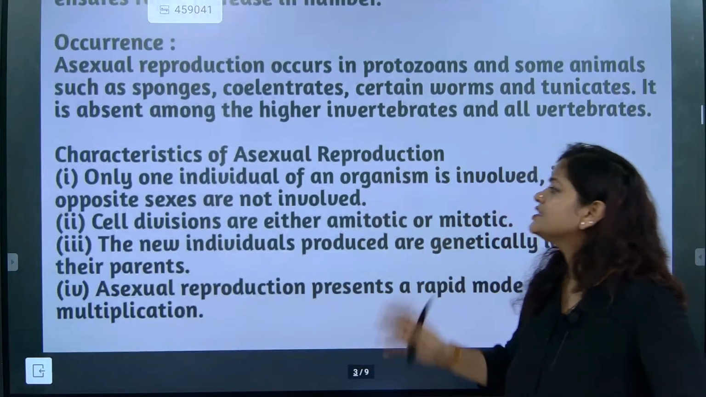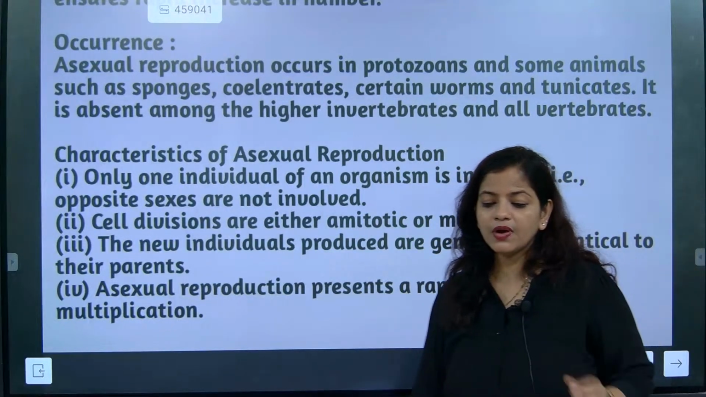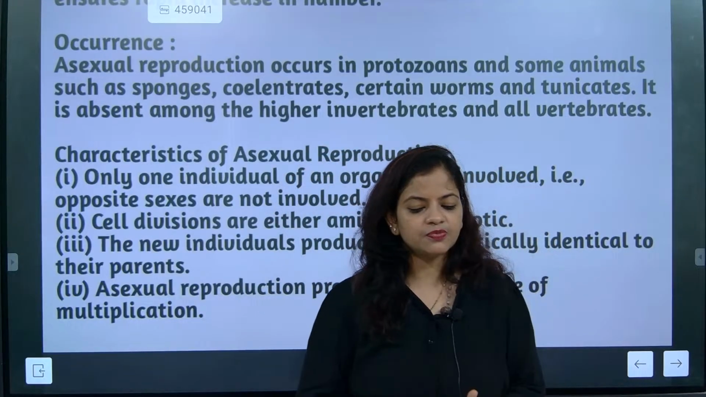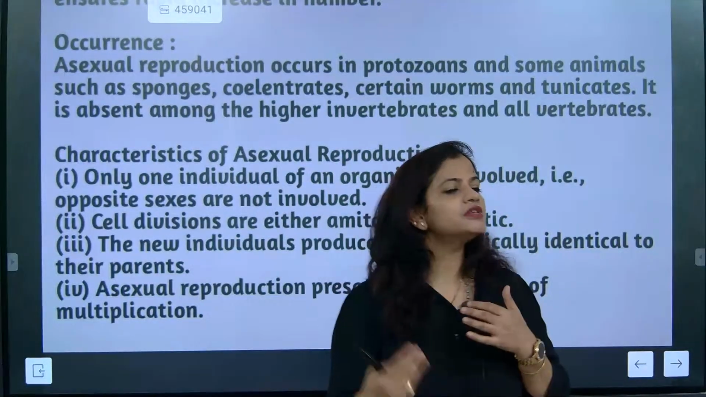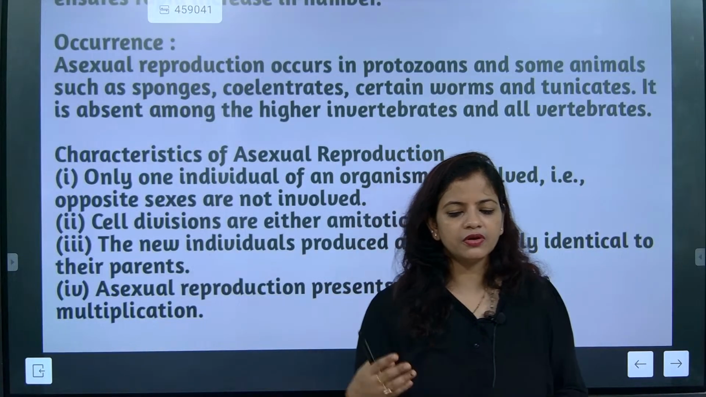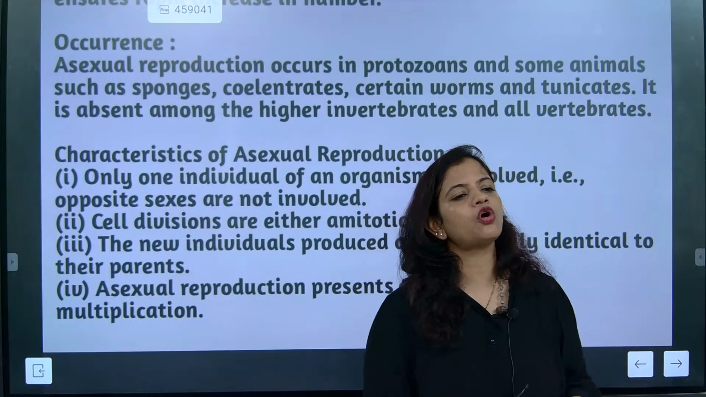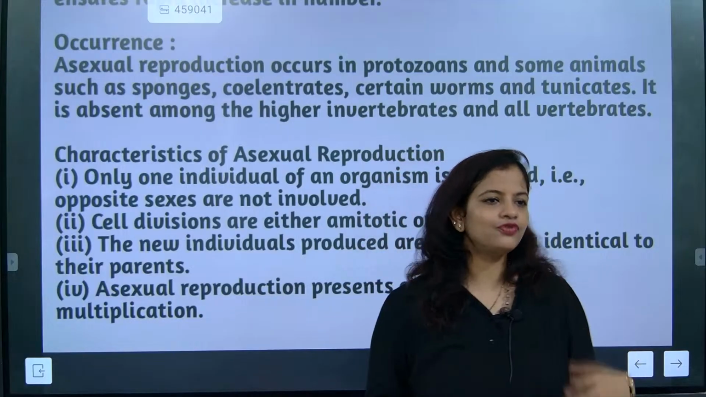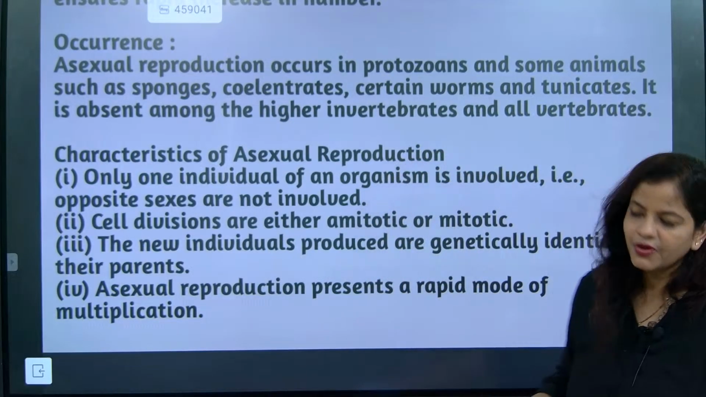Next part, beta: cell divisions are either amitotic or mitotic. In the next class, at the very beginning, I will explain what mitotic and amitotic divisions are. Understood or not? At the cellular level, mitotic and amitotic divisions are there. That content we will be learning. In class 9 they have also introduced it in the syllabus, so I have to explain that in the first part of the class, beta.